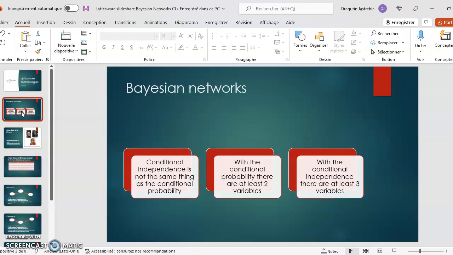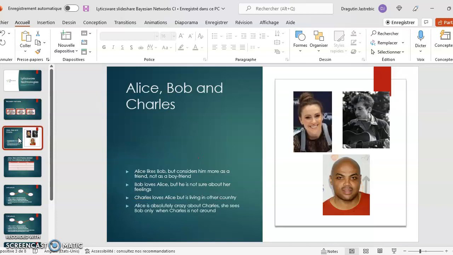A conditional independence is not the same thing as a conditional probability, as you may know. With conditional probability there are at least two variables, but with conditional independence there are at least three variables, and this is very important. Let's see the following example.